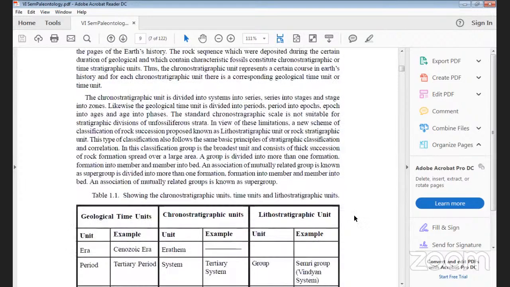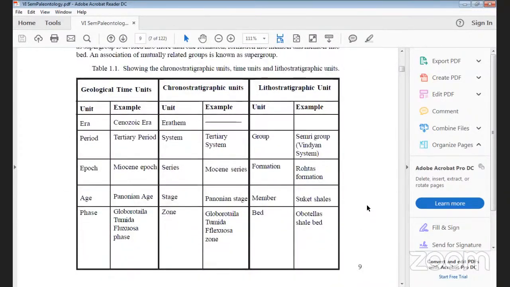And here we will see the chronostratigraphic units, and how they are similar to the lithostratigraphic units of a time. Here it is mentioned, the first one is geological time units. In the second column, it is mentioned as chronostratigraphic units, and the third one is lithostratigraphic units. We see this according to the examples.